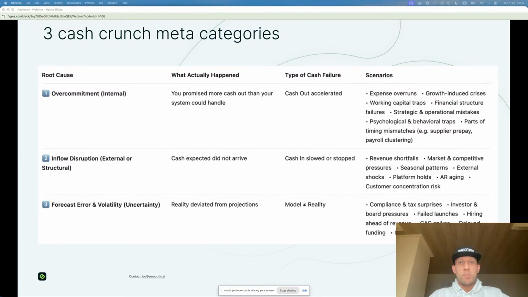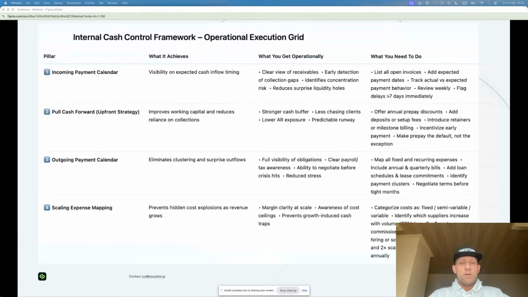And then, just having better planning is always key. Here are 4 examples of things that you can implement that will help you manage your finances better, stay away from cash crunches, and not land in one to begin with. So the first one is actually creating an incoming payment calendar.